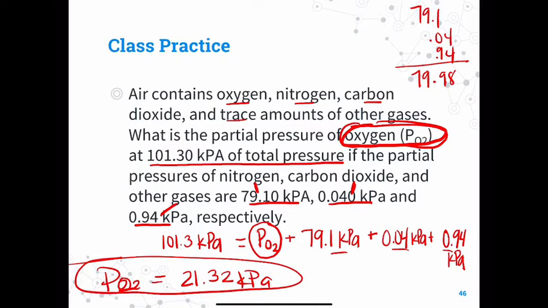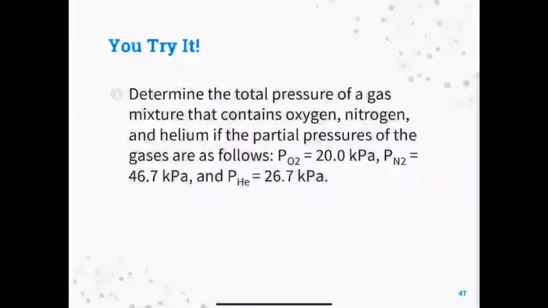So I have one for you to try on your own. All right, so you try this one, and then I will be right back with you in just a moment to go through it.